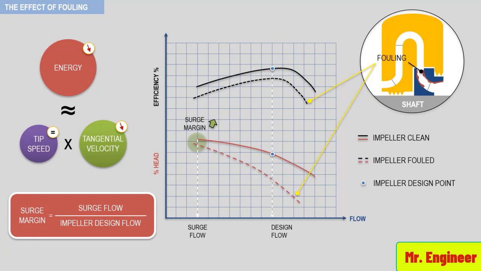However, the stage head produced by the impeller at any flow rate is reduced. Therefore, for the same process system head required as depicted in this example, the impeller flow rate will be reduced from the design point to the fouled flow, thus forcing the operating point closer and closer to the surge line.